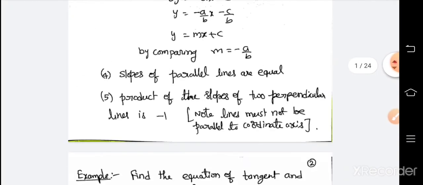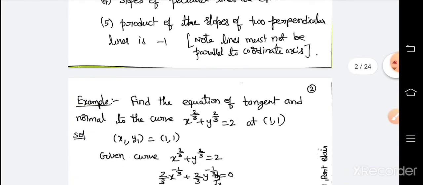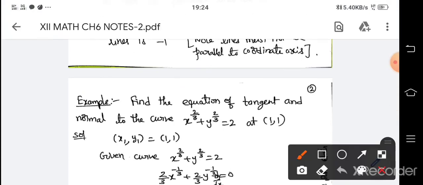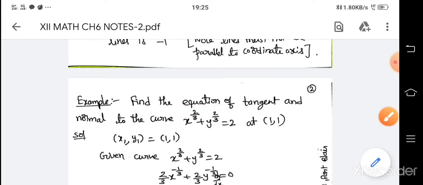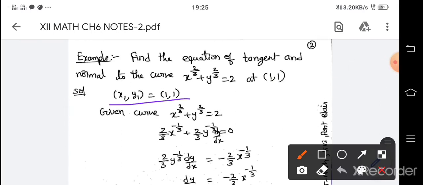Look, some example questions. Look at this example. Find the equation of the tangent and normal to the curve x power 2 by 3 plus y power 2 by 3 is equal to 2 at 1 comma 1. That means the point 1 comma 1 is given to us. It is the point of contact. So x1, y1 is 1 comma 1. Given curve is x power 2 by 3 plus y power 2 by 3 is equal to 2.